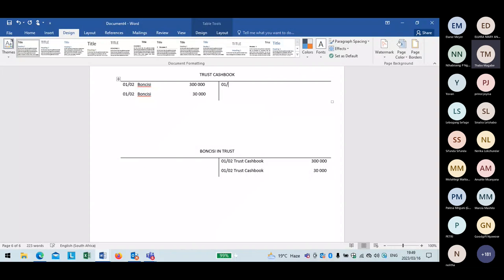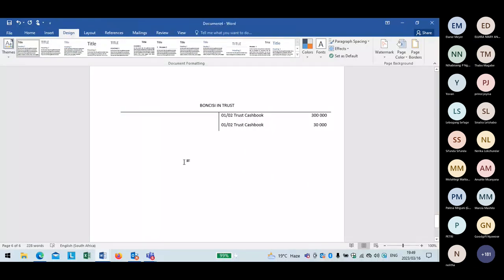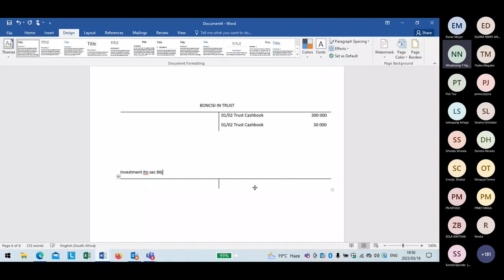On 1 February, your narration is investment on behalf of Bontis. How much? 300,000. What else do you do? We're opening an investment account ledger in terms of section 86.4 at BNF Bank. And whose investment is this? By Bontis.